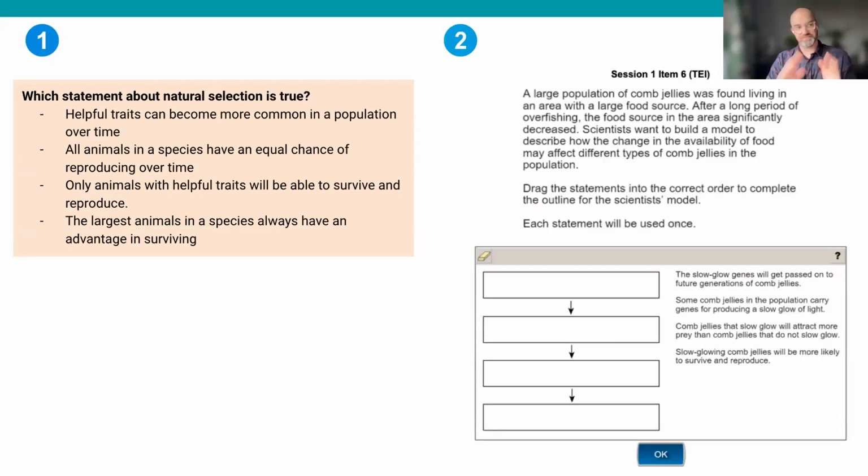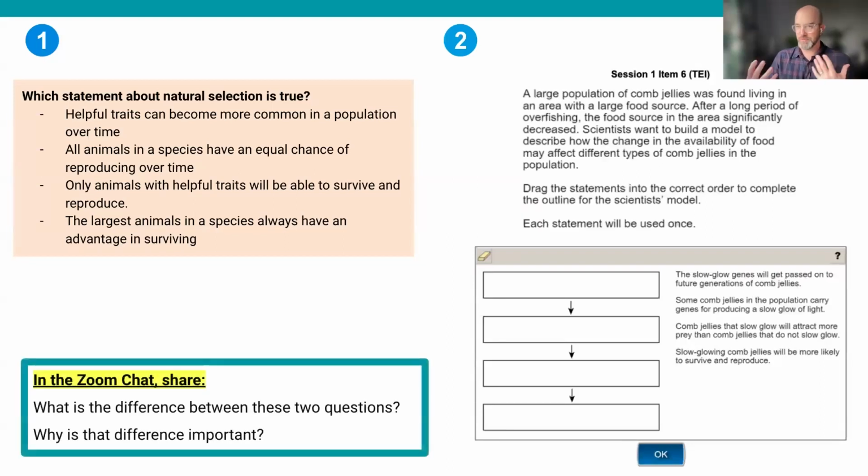And then question number two was pulled directly from the LEAP practice test. A large population of comb jellies was found living in an area with a large food source. After a long period of overfishing, the food source in the area significantly decreased. Scientists want to build a model to describe how the change in the availability of food may affect different types of comb jellies in the population. And so students have to drag and drop these different elements in order to show what's happening to this population of comb jellies over the course of multiple generations.